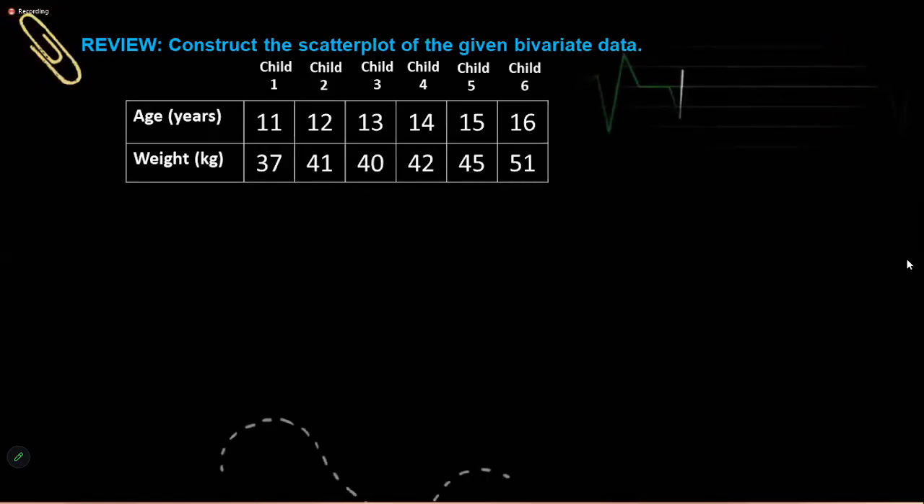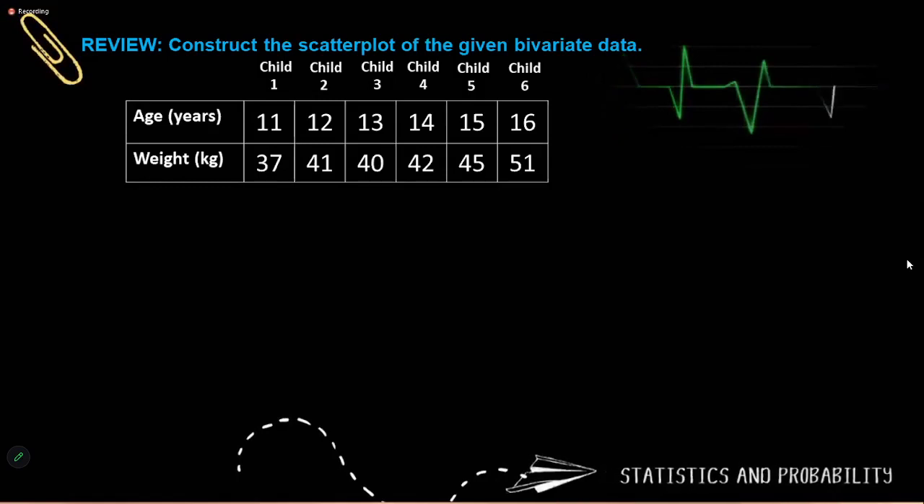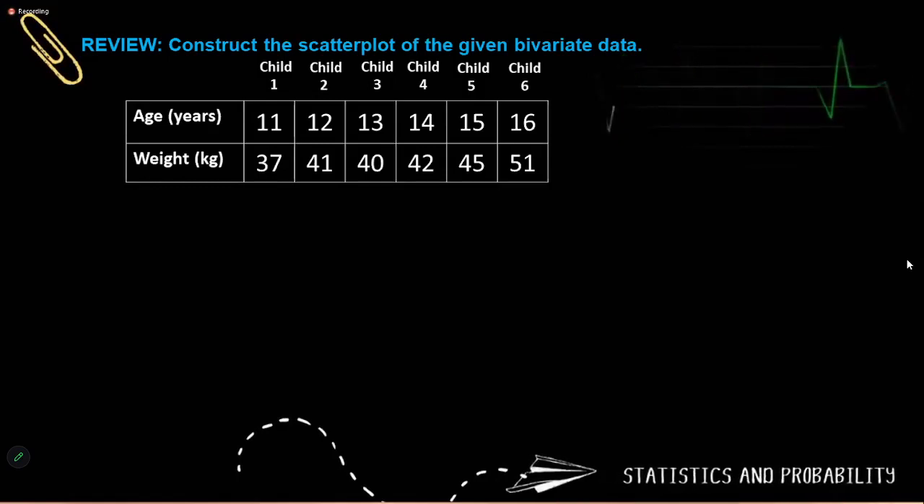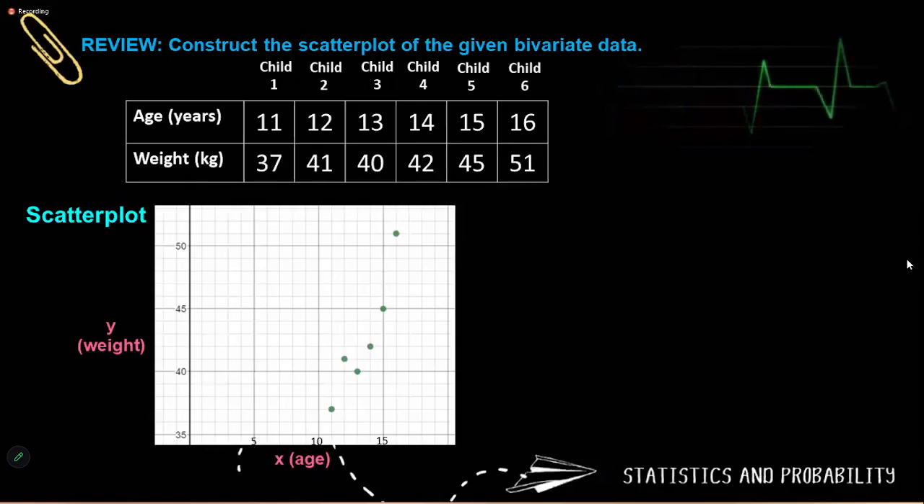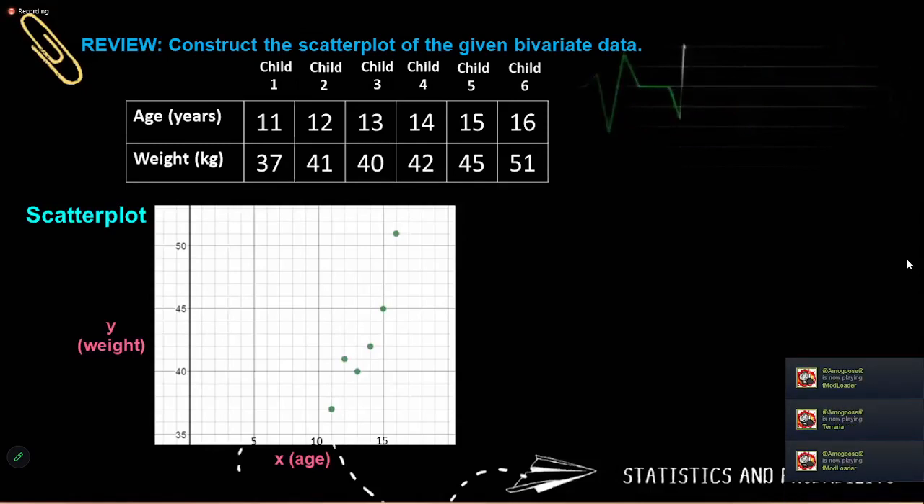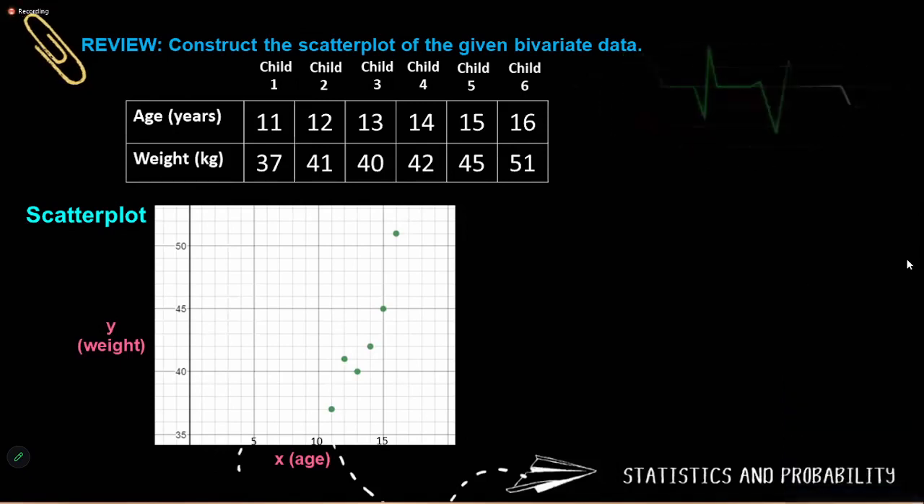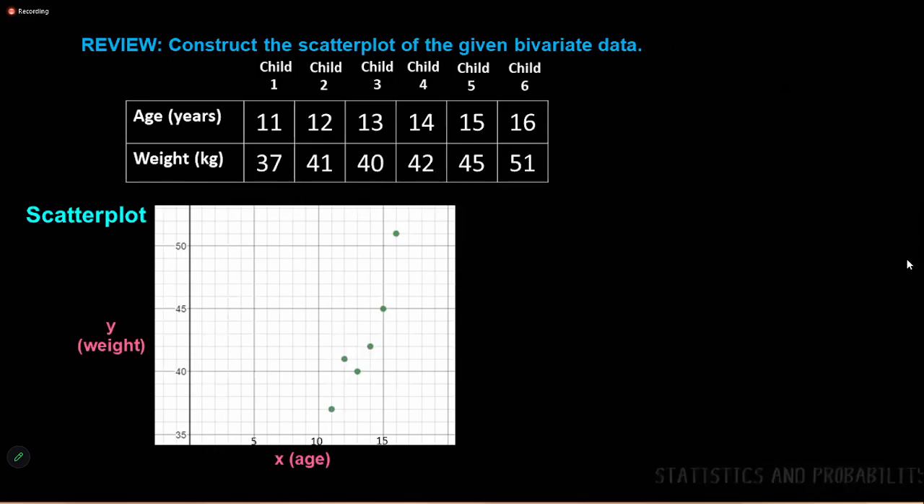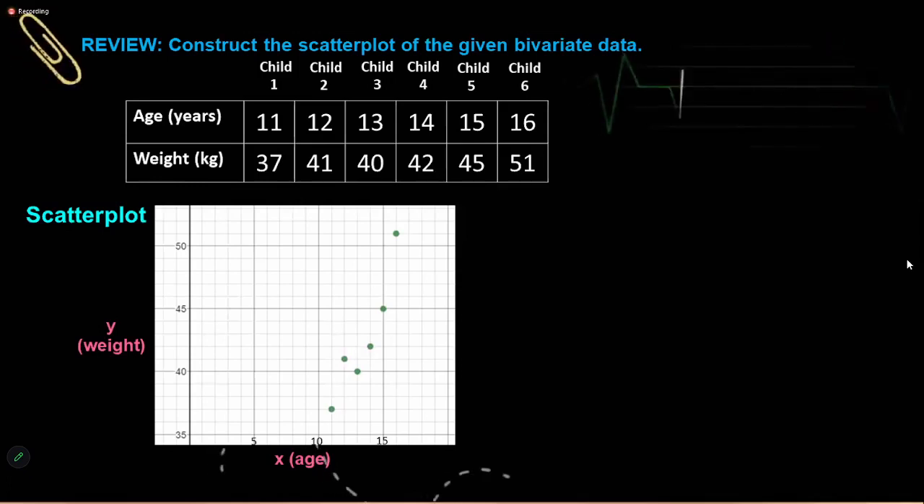So balikan natin itong problem natin. So we construct the scatter plot diagram of the given bivariate data. So yan yung itsura niya. Di ba? Ang naging result dyan, there is a very high positive correlation between age and weight. As age increases, our weight also increases. In the same way, as age decreases, the weight of a child also decreases.